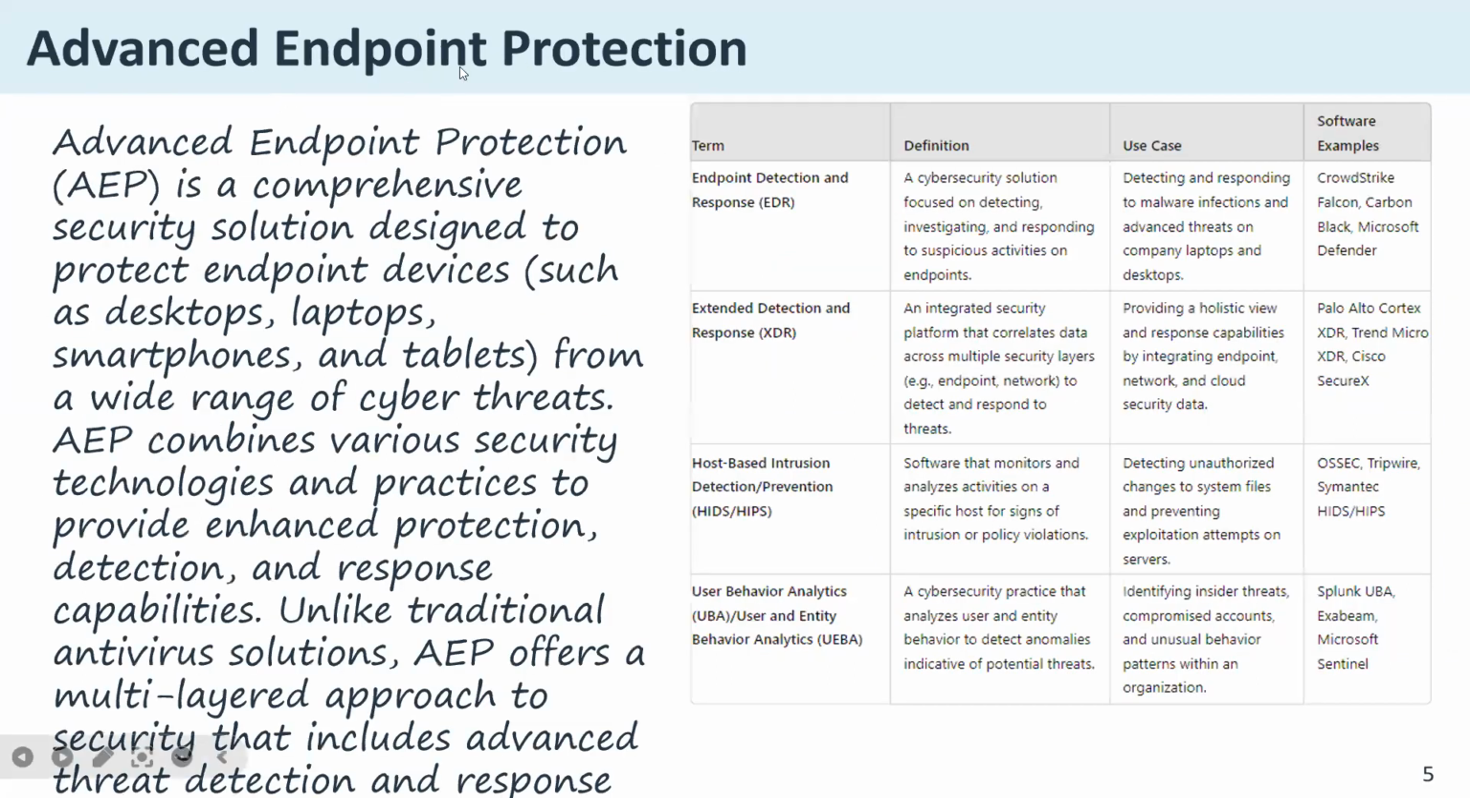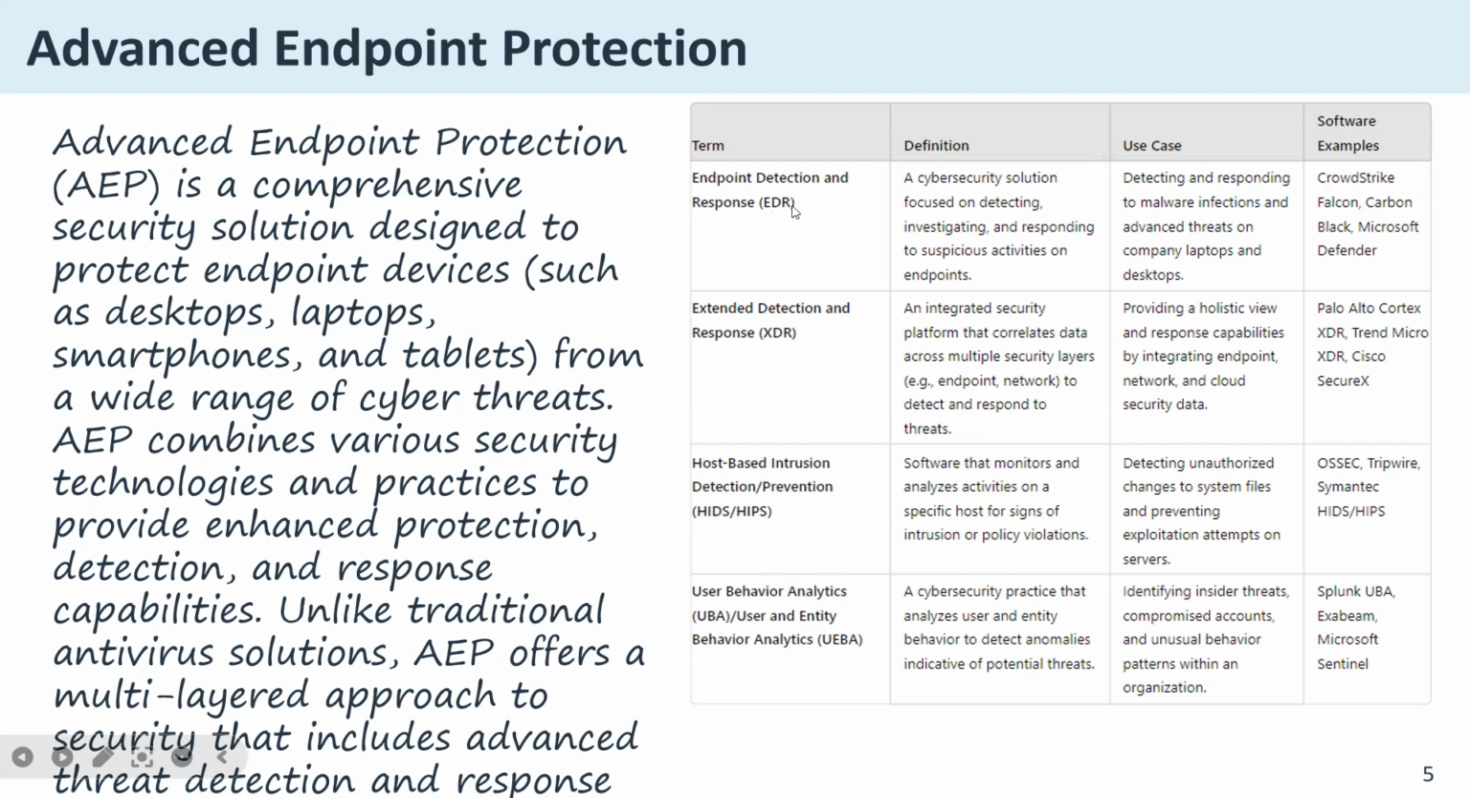Now, for advanced endpoint protection, some of the things you're going to be looking at are, do you want to do EDR, or do you want to do XDR, or do you want to do HIDS, HIPS? I talked about this in the previous module. Or do you want to go a little bit advanced and do a UEBA, right? So all of these are options that you have to protect your endpoints, like your desktop, your laptops, your smartphones, your tablets.